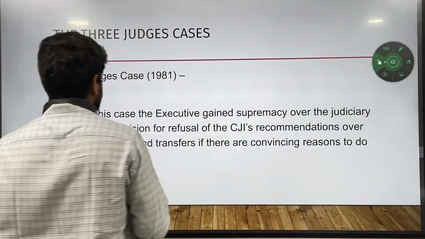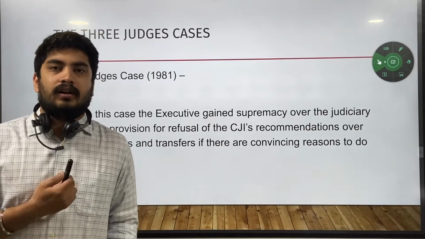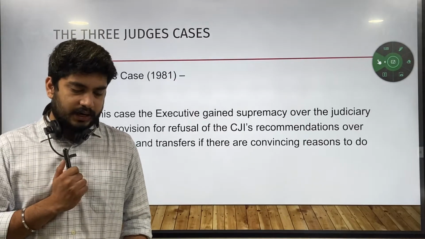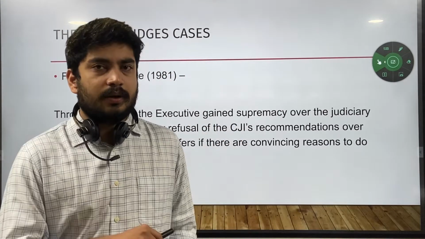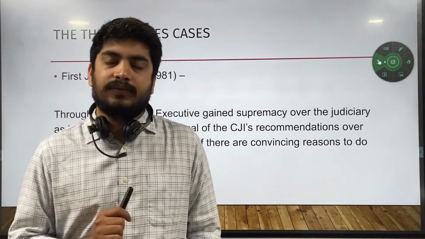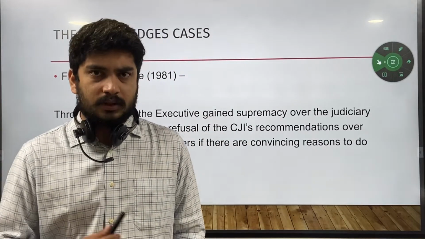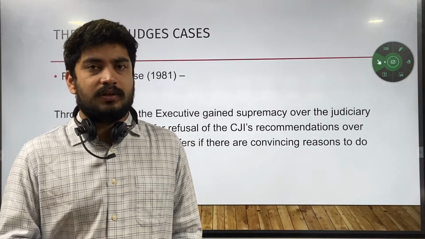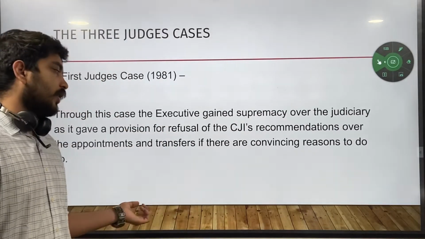First, the first judges case. Here in this case, the executive gained an upper hand. It is because it had a provision that the executive could reject the recommendation of the collegium if there are some convincing reasons. So the recommendation given by the collegium system could be rejected by the executive. So this gave an upper hand to the executive.